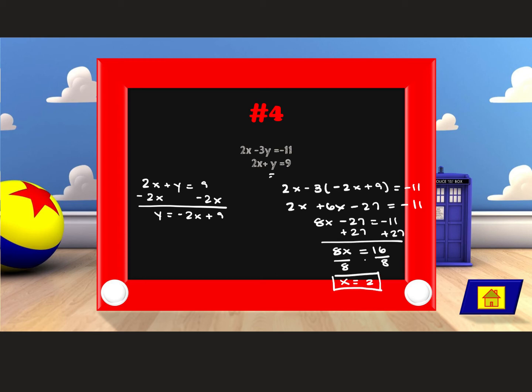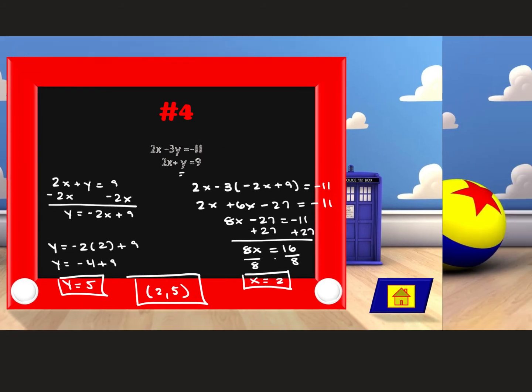Now, since we already have that equation solved for y, we're simply going to plug in x for 2, or 2 for x, excuse me. Negative 2 times 2 plus 9. So we get that y is equal to negative 4 plus 9. y is equal to 5. So we get the solution 2, 5.